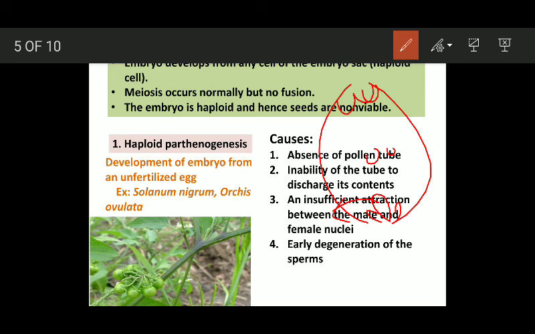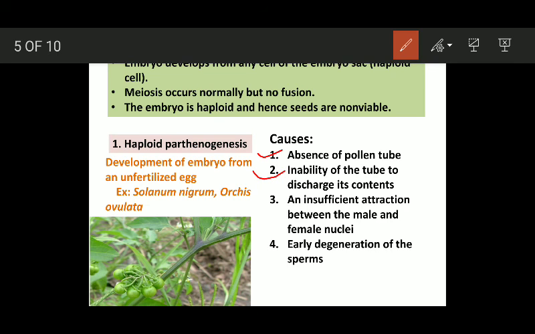Okay, and it has been found to occur in Solanum nigrum and Orchis ovulata. Now, what are the causes of haploid parthenogenesis? The first one is absence of pollen tube. Pollen tube नहीं होता है, and because of that, there is a lack of male gametes. Okay, when there is a lack of male gametes, the egg will directly give rise to an embryo. Fertilization नहीं हो जाएगी.